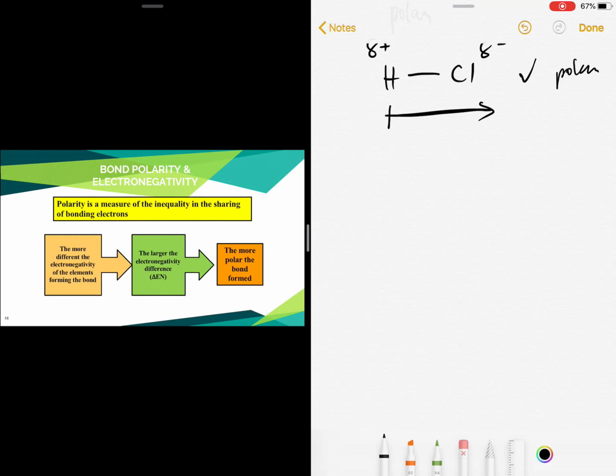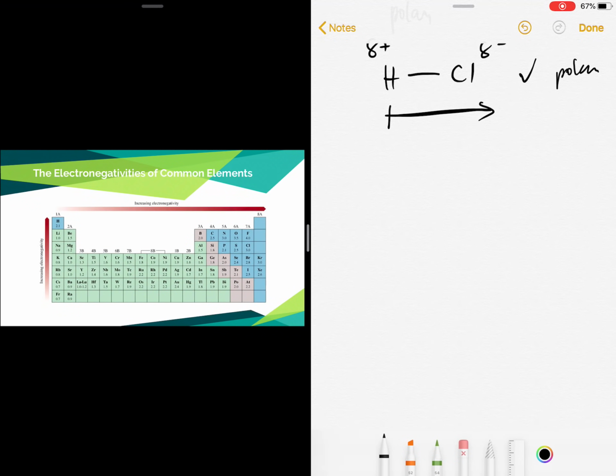That is self-explanatory. So, this is just a trend on electronegativity, as I've mentioned earlier. As you go upward and to the left, the electronegativity increases. So the most electronegative atom in this case is your fluorine.